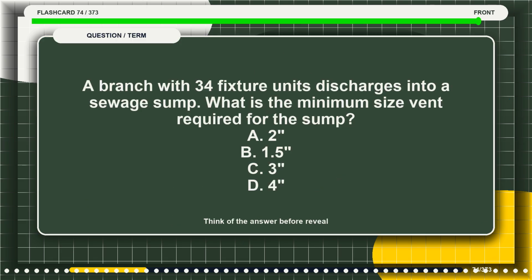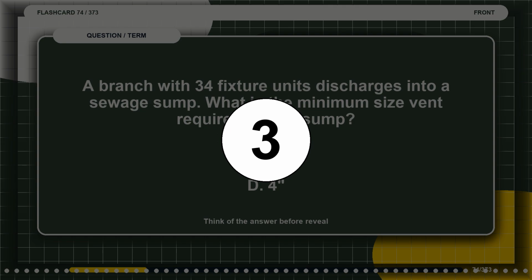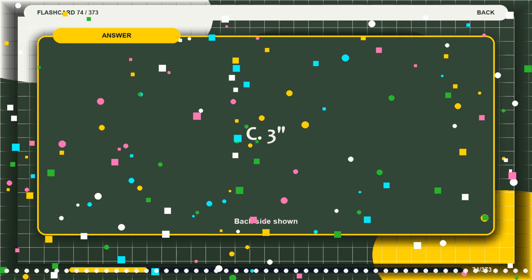Flashcard 74. A branch with 34 fixture units discharges into a sewage sump. What is the minimum size vent required for the sump? A. 2. B. 1.5. C. 3. D. 4. Think of the answer before the reveal. The answer is C. 3.